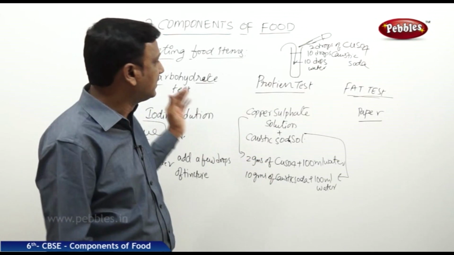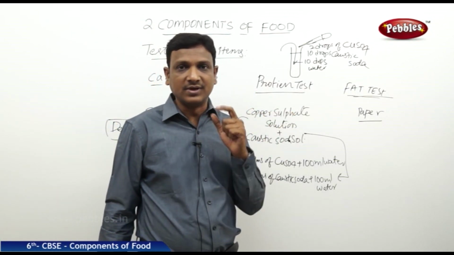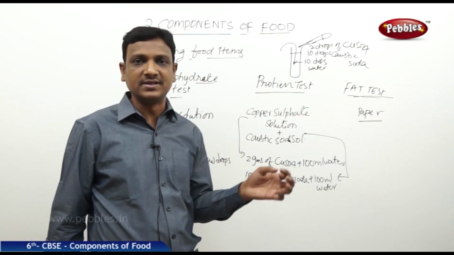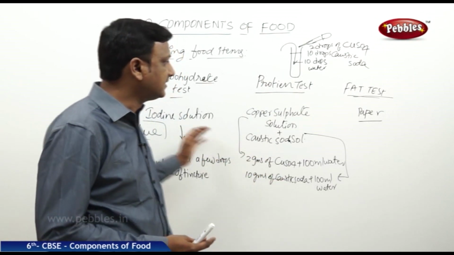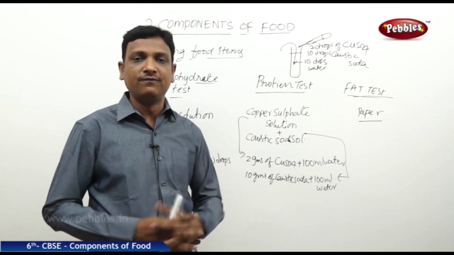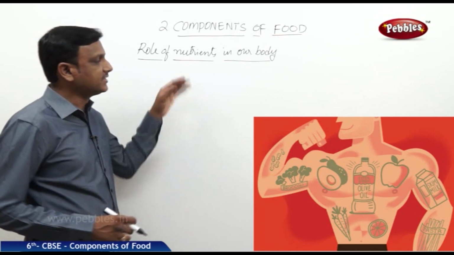So right now, with the help of this simple equipment and simple chemicals, you are ready to test the food and find out. You can do this with the help of elders, in the supervision of your teacher or your parents. You can conduct these simple experiments to identify the nutrient present in the food item. Okay, now let us see the role of nutrients in our body.